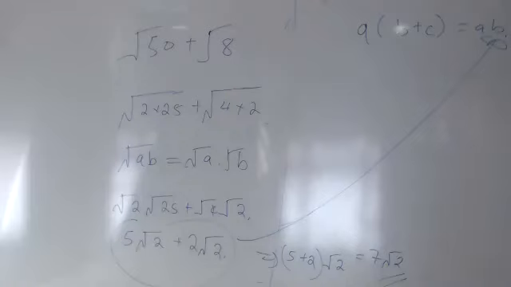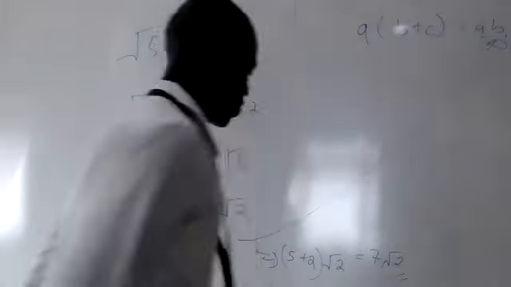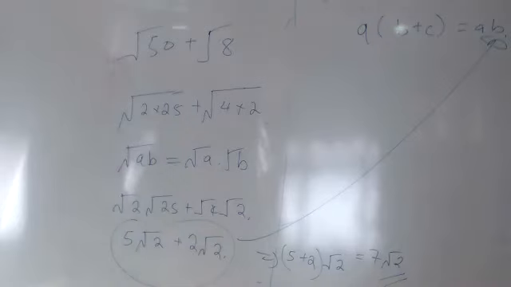Excuse me, sir, I have a question. Go ahead. In such type of a question, do we always have to have the same answer, or does it vary? What do you mean by do you always have the same answer? Like, is everyone supposed to have 7 root 2 as the answer, or can you have another answer, but having followed the right steps?